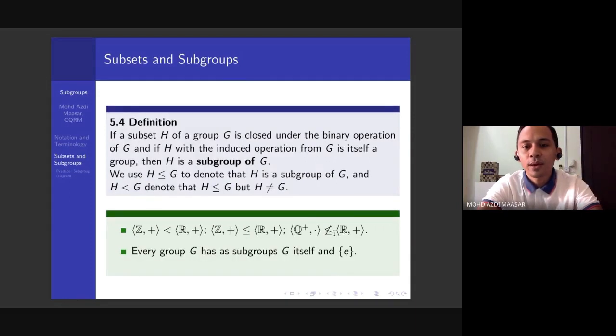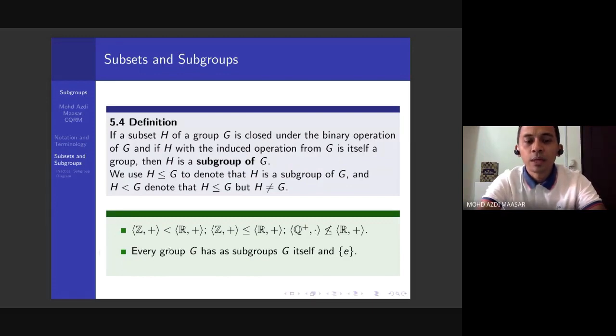This one, the third one here, you can see that real number under addition is a group G, but positive rational numbers under multiplication is not a subgroup. We can see here that positive rational numbers, yes, are a subset of real numbers, but the operation is not induced from this group. In other words, the operation is not the same as the group G. So it cannot be a subgroup when the operation is not the same.